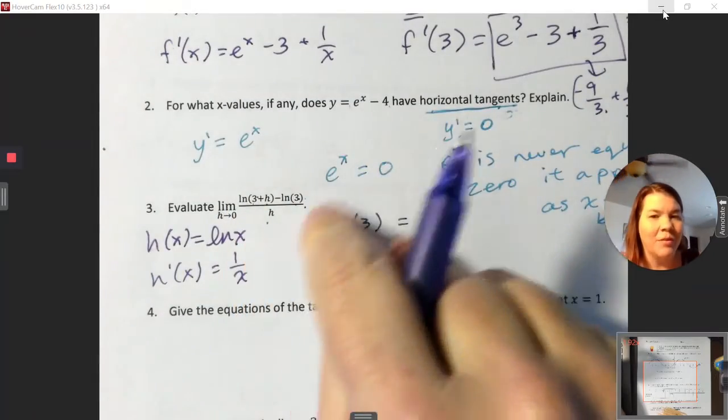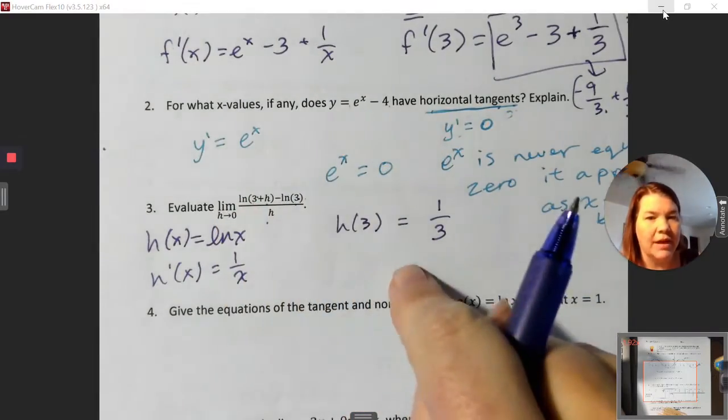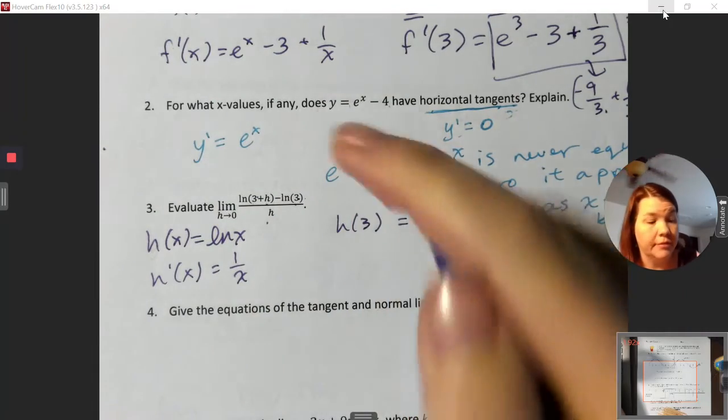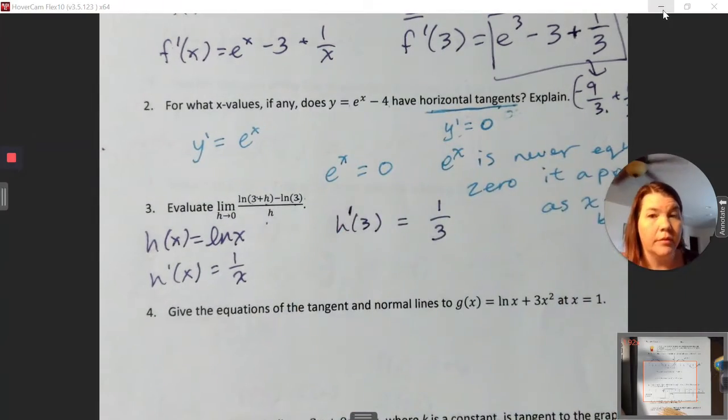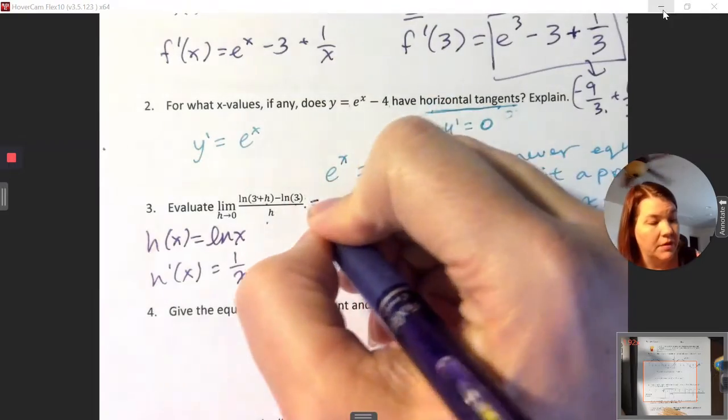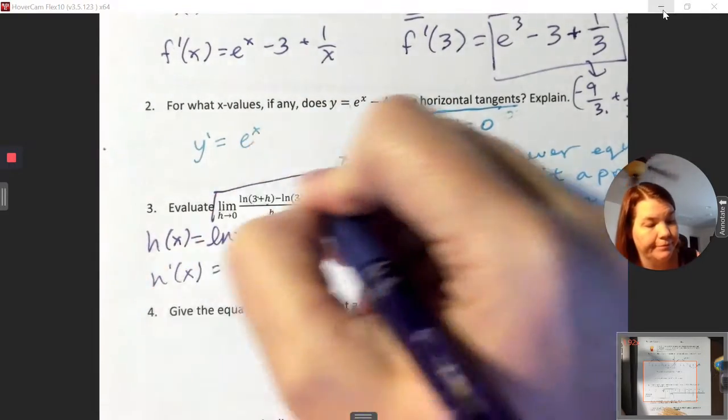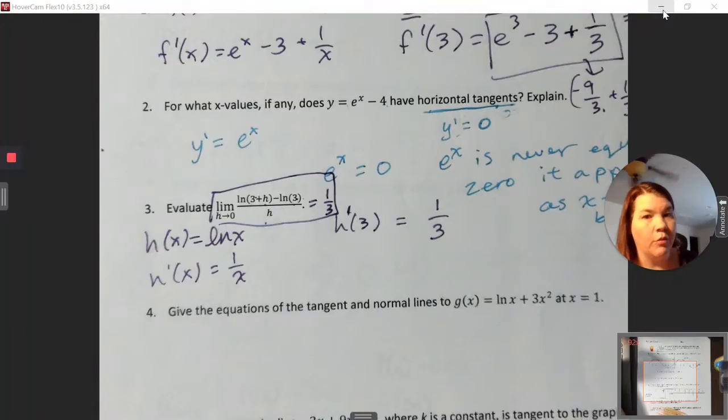And this is why we want to recognize what it's asking me to do, so I can take a shortcut. h prime, excuse me. So this limit's equal to 1/3. Very important to recognize the shortcut.